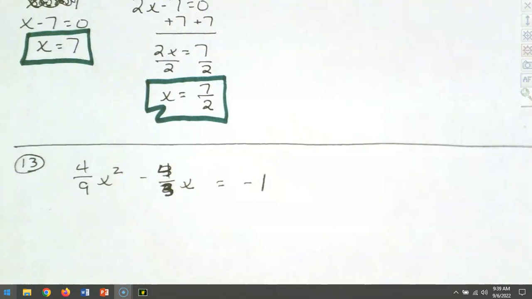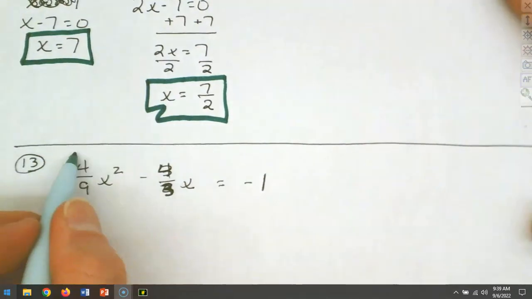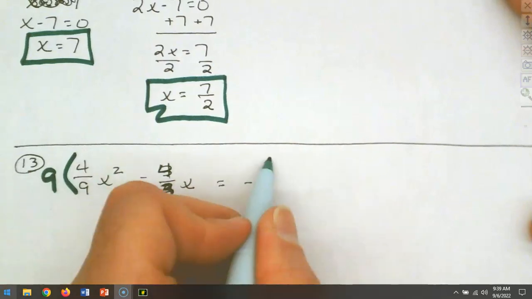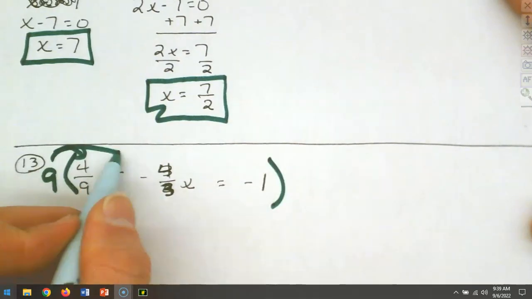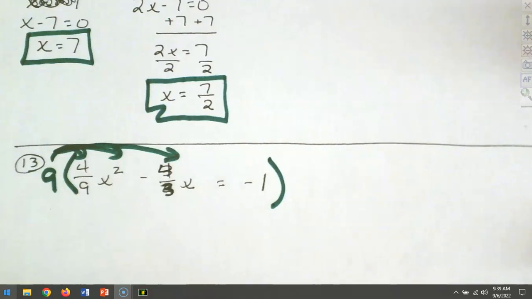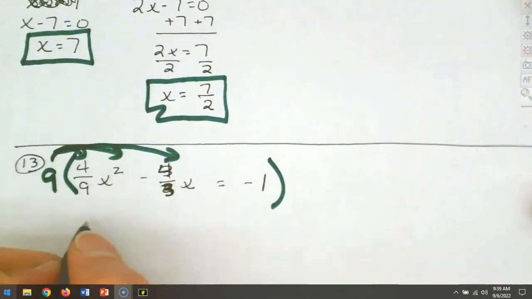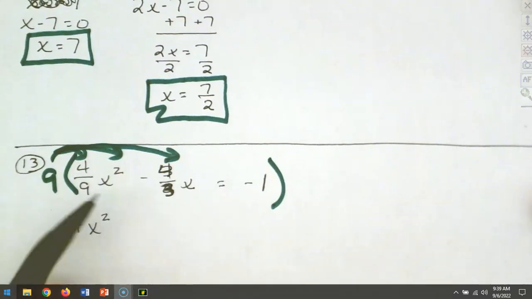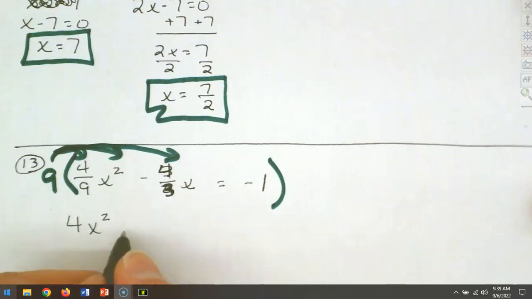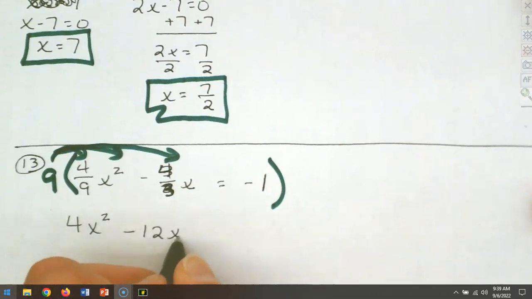So we have a 9 and we have a 3. So least common denominator is going to be a 9. So we're going to have to multiply everything by a 9. So multiplying through, the 9's cancel, and that leaves you with a 4x squared. 9 divided by 3, that's a 3. 3 times a negative 4, that makes it a negative 12x.